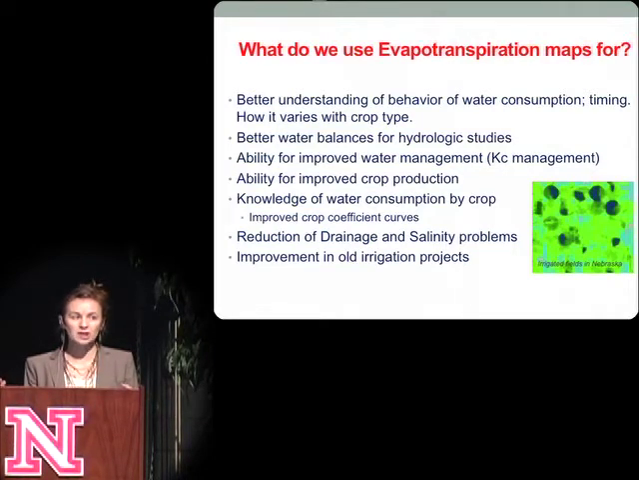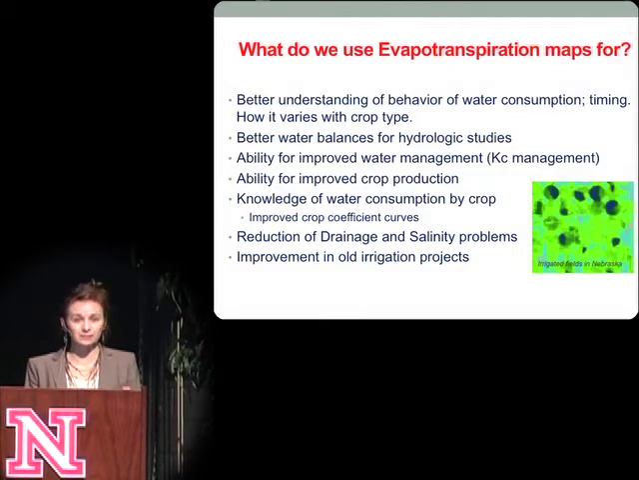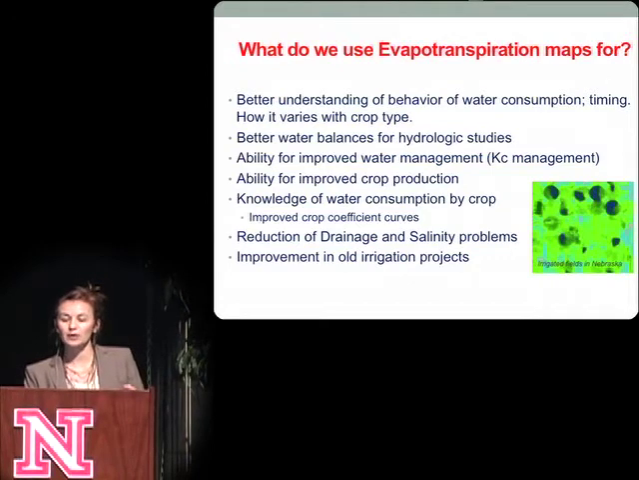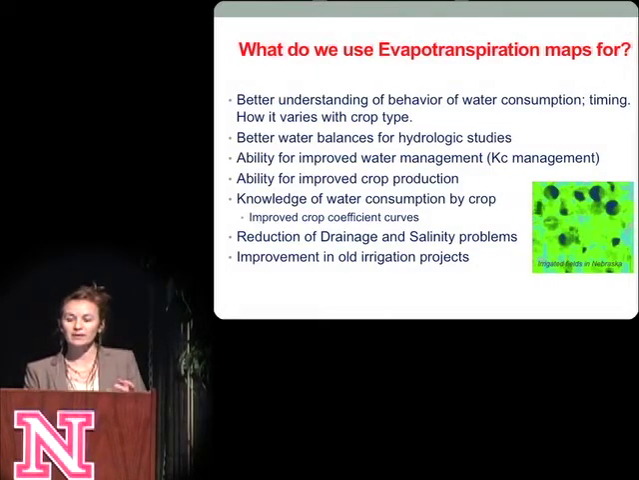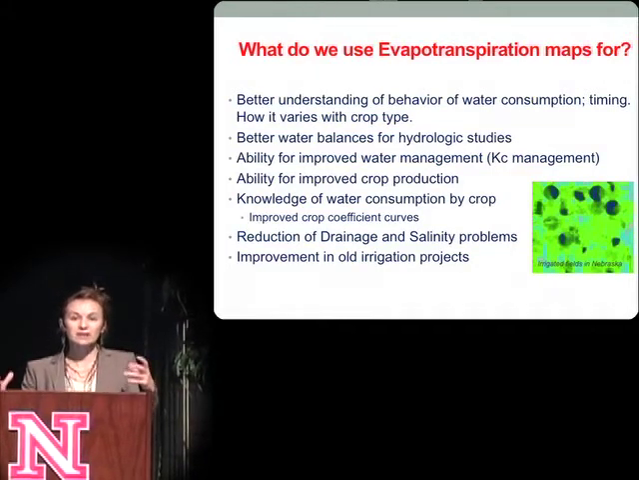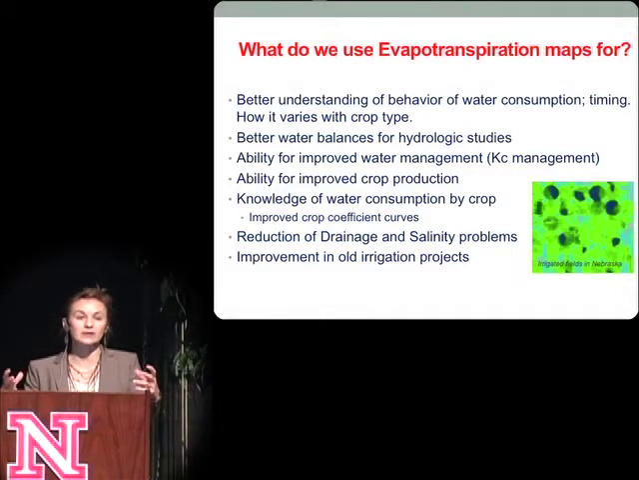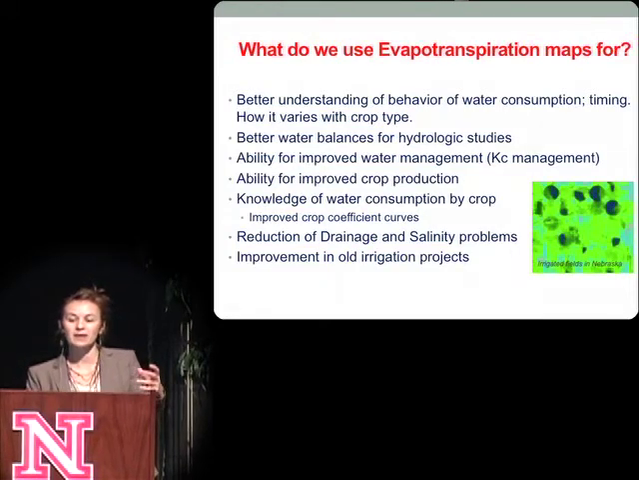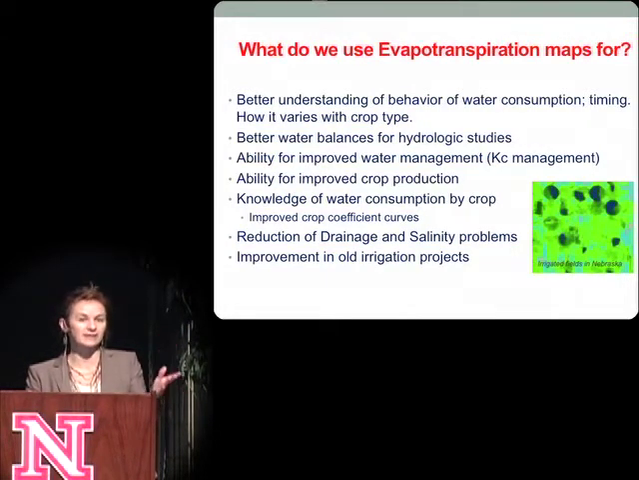How much, where, and when it's being used, right? So we can determine the timing of the irrigation by looking at this map. Again, these are snapshots every 16 days.